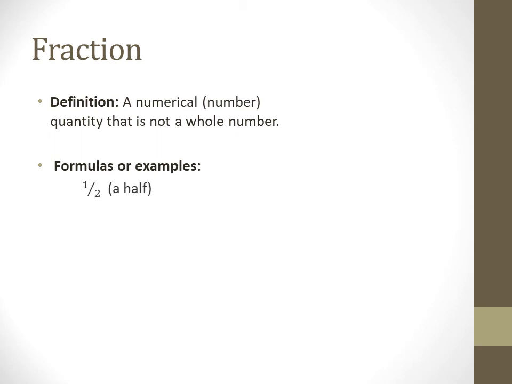1 over 2, a half. Please keep these in mind. These will be much easier to use than saying 1 over 2 or 1 over 4. Let's think about how we can describe this in English terms. So 1 over 2 is a half. 1 over 3 is a third, 1/3. 1 over 4 is a fourth. And 1 over 5 is a fifth.